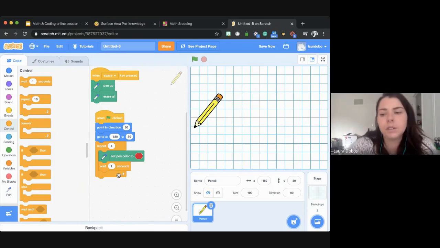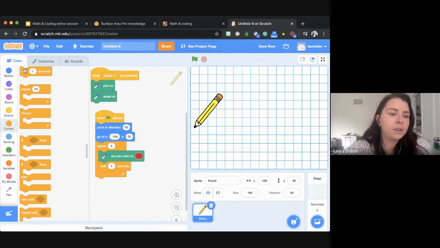The wait blocks are really important. If you ever work on Scratch with students and they're getting frustrated because they're not seeing kind of the process work. So if I didn't use any wait options, you would see the net really, really fast. You wouldn't see the steps of it drawing one side, then the next, then the next, then the next. So the wait function is super important in something like this.